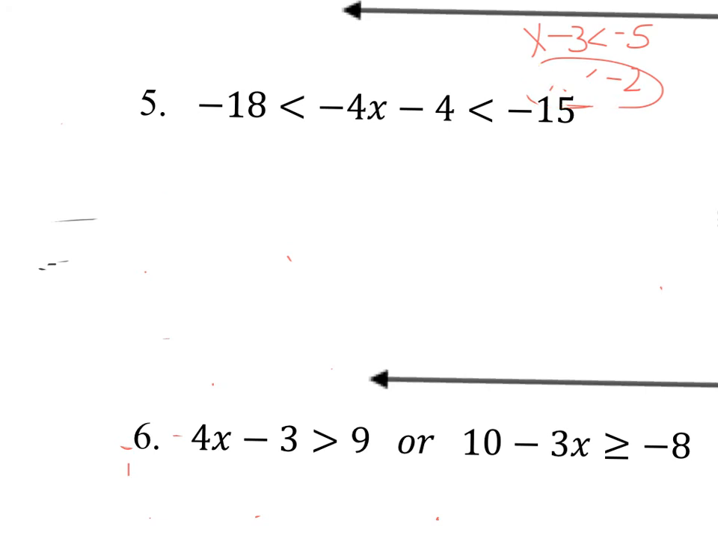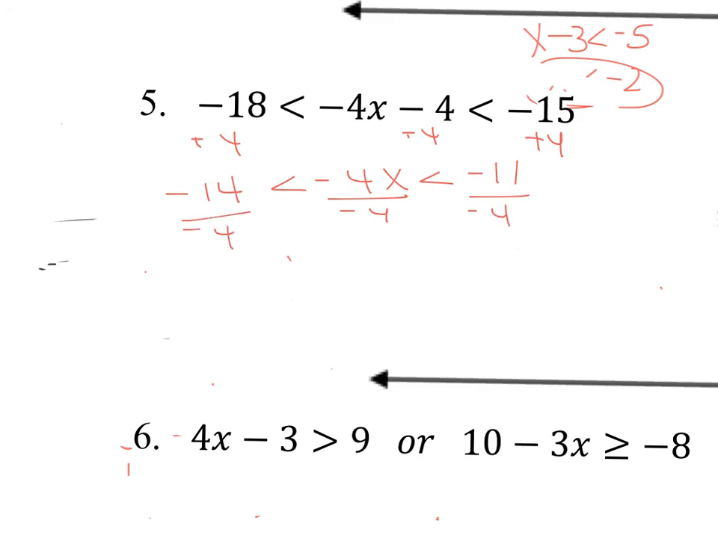Number 5. It is a less than compound inequality. So this would be an and statement. So I'm going to add 4 to both sides. So I have negative 14 is less than negative 4x, which is less than negative 11. So now I'm going to divide by negative 4 on every single term. So I have 7 over 2 is greater than x, which is greater than 11 over 4.